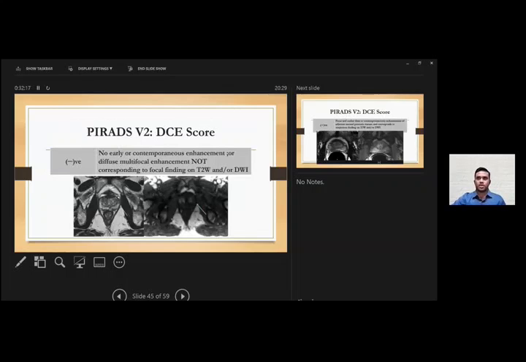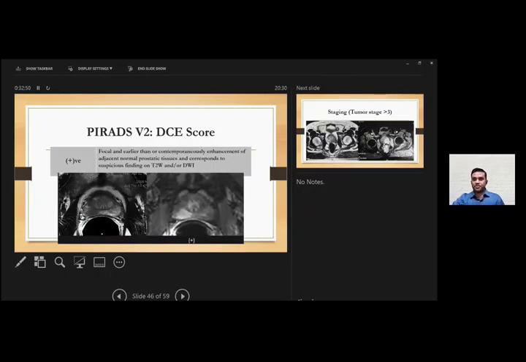Coming to dynamic contrast scoring, if we are able to localize a lesion either on T2 or DWI, and that lesion does not show early or contemporaneous enhancement with the rest of the gland, meaning that lesion does not show early contrast uptake compared to the rest of the gland, then that lesion is considered as DCE negative.